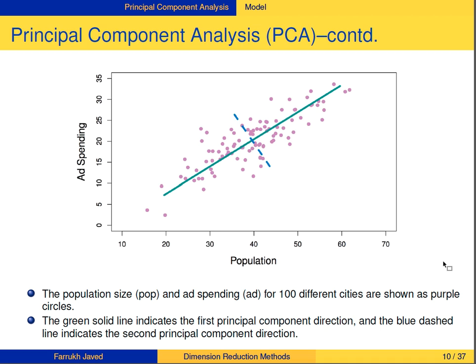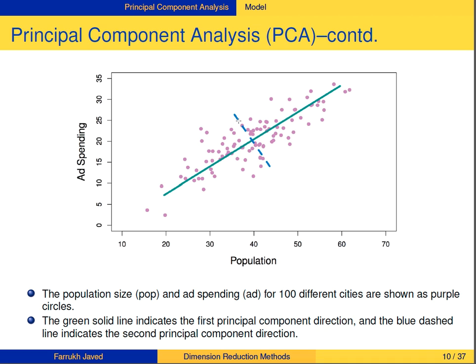Like here, the population size and ad spending for 100 different cities are shown as purple circles. So you have population and you have spending on advertisement. The green solid line indicates the first principal component, and the blue dashed line indicates the second principal component.